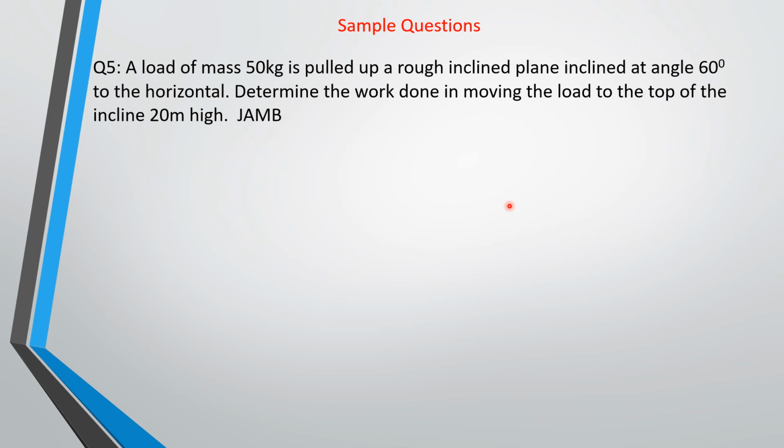Okay, we still have one more to solve on this. Still have some more questions to solve. So this one is a load of mass 50 kg put up a rough inclined plane, inclined at angle 60 degrees to the horizontal. Determine the work done in moving the load to the top of the incline 20 meters high. Okay, so this is another question that we need to look at critically.